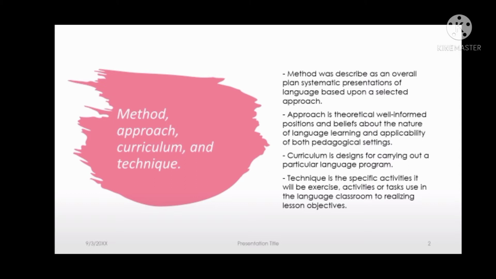The third one is curriculum. Curriculum is designed for carrying out a particular language program. And the last one is technique. Technique is the specific activities, exercises, activities or tasks that are used in the language classroom to realize lesson objectives.